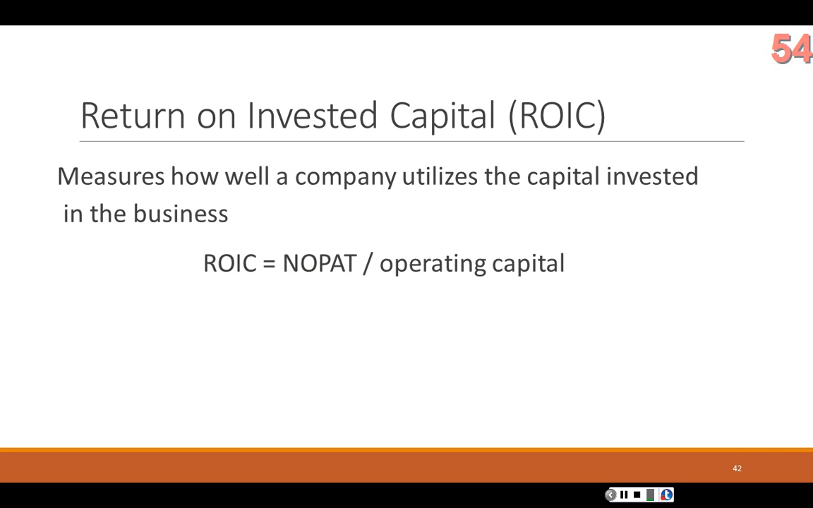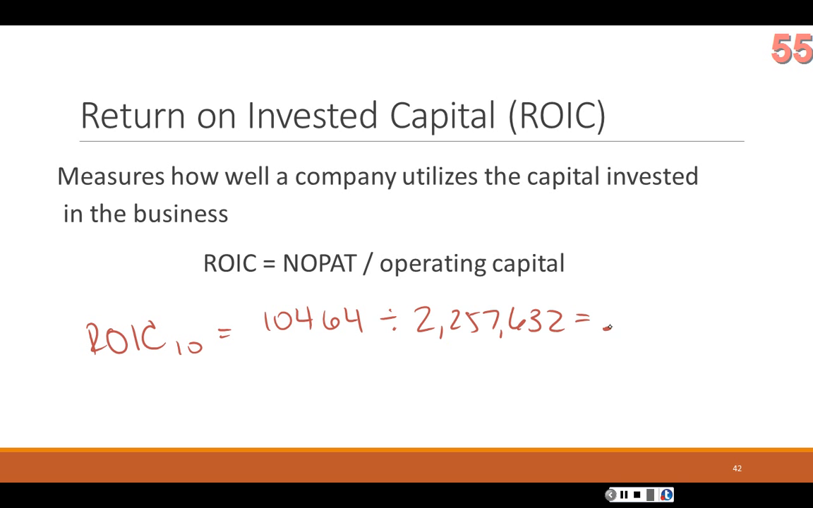So how well a company utilizes the capital invested in the business is the return on invested capital. And it's equal to the net operating profit after tax over operating capital. So we can do this for our company. Our return on invested capital for 2010 is equal to our net operating profit after tax, the $10,464, divided by our operating capital of $2,257,632. And that's 0.5%. We can do the same thing for 2009, and you'll get 11%.